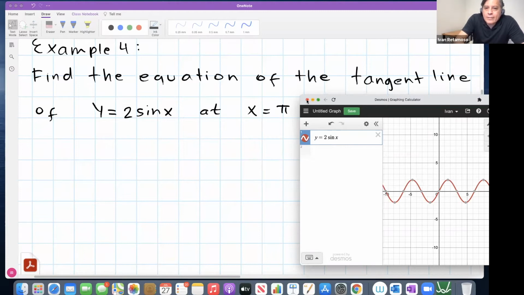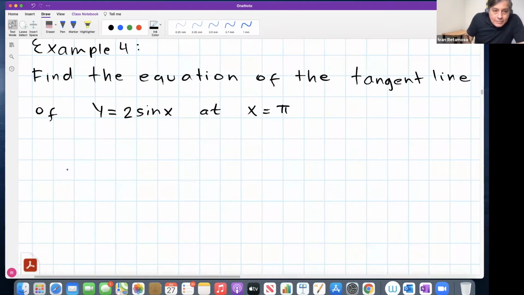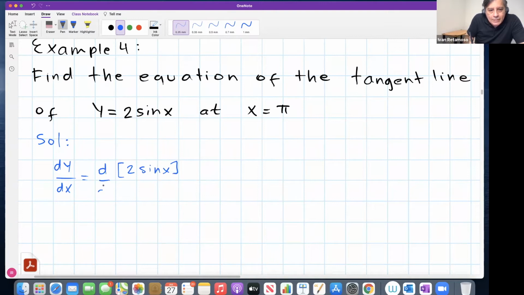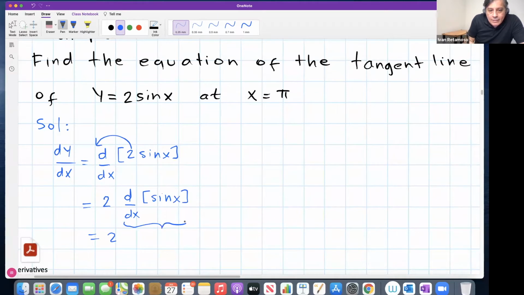Very good. So let's do it together, okay? So first, we're going to find the derivative of y with respect to x, right? Because we want to figure out what the slope of that tangent is going to be. So we're going to find this derivative first. But notice number 2 is a constant, it comes out. I focus on taking the derivative of sine of x, right? But what is the derivative of sine of x? Anybody on the chat? Derivative of sine of x?